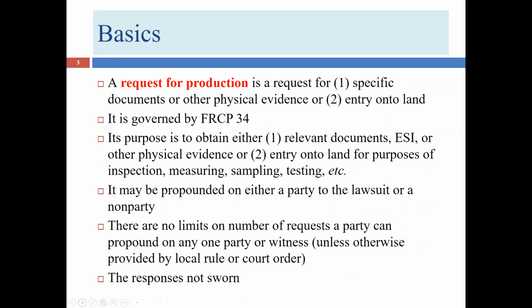So why do we care about documents and data and stuff? Well, this is oftentimes the key information that's going to decide whether we win or we lose the case. And we want to get what the other side knows so that we can be prepared for bad evidence and also reap the benefits of good evidence. It's difficult to think of anything more important in cases than requests for production.